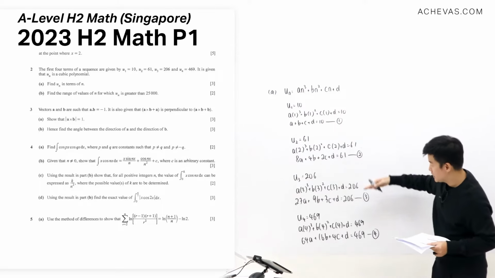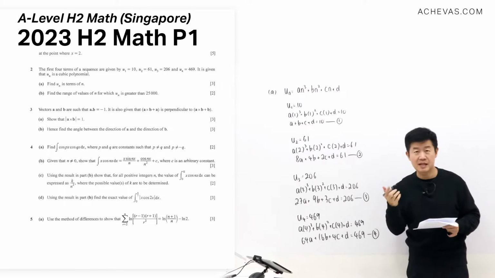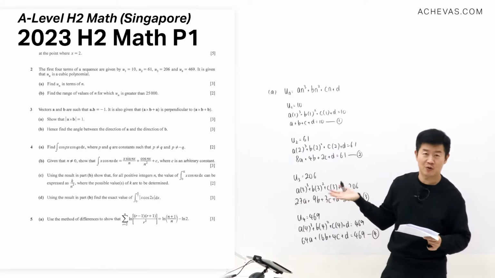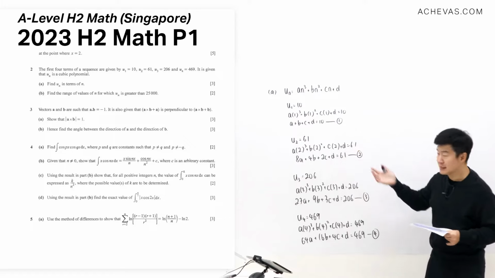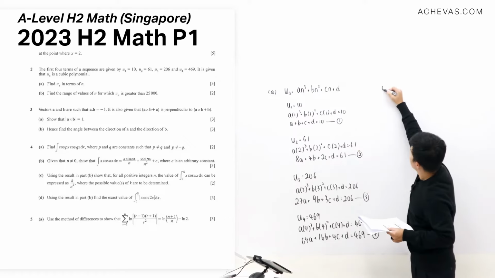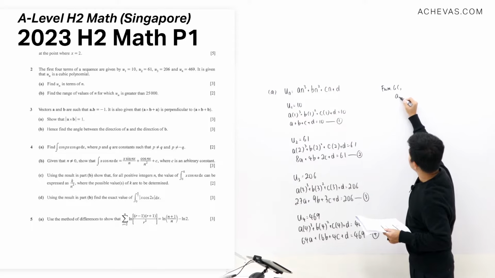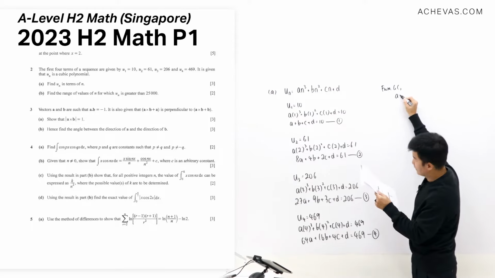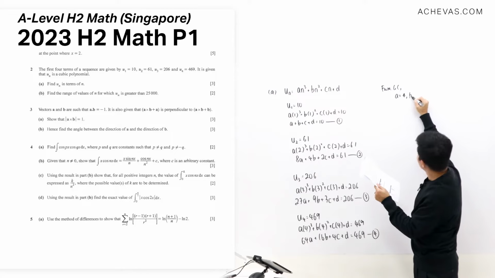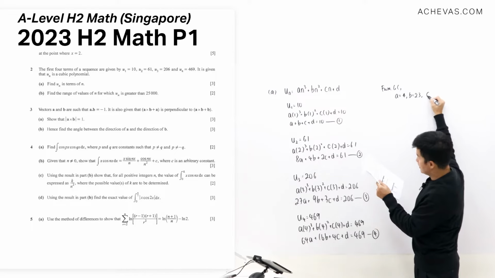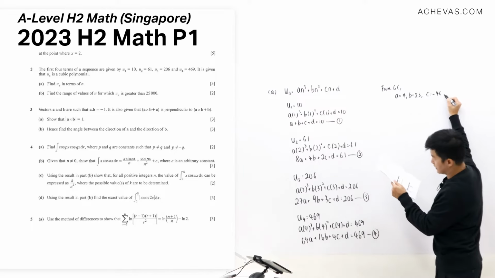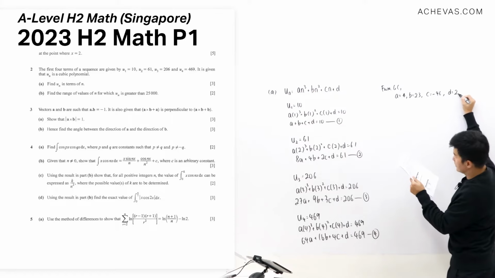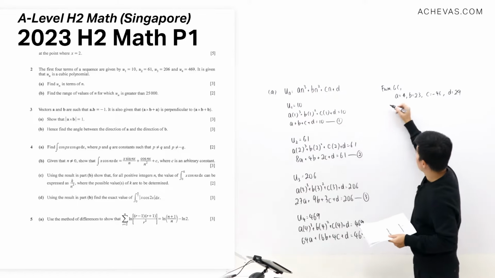We have 4 equations with 4 unknowns A, B, C, D. We are going to just use our graphing calculator to solve for this system of linear equations. So from our graphing calculator, we will be able to get the values of A, B, C. Let me write it down. A is going to be equal to 4. B is 23. C is negative 46. And D is 29. So now we have the expression for Un.